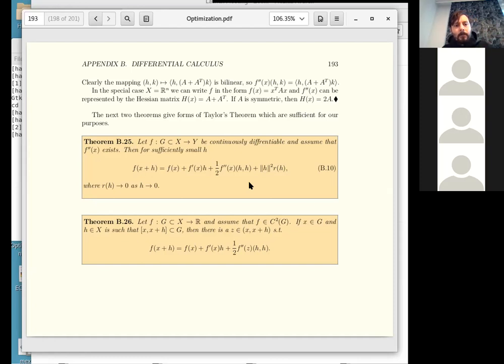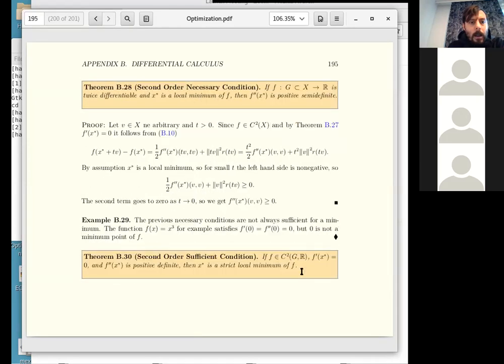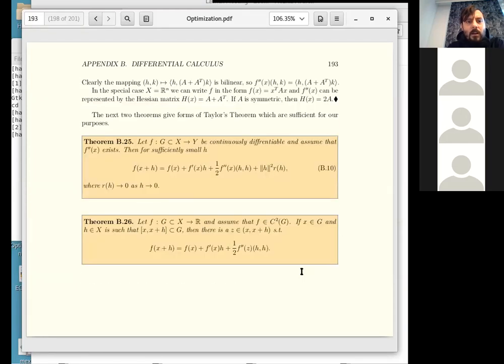Also, there is a mean value theorem: somewhere between x and x plus h, there is a point at which if you just take the second derivative there, then this whole error becomes zero. So we're going to be needing that a little bit. And I think that's all we're going to be needing now.